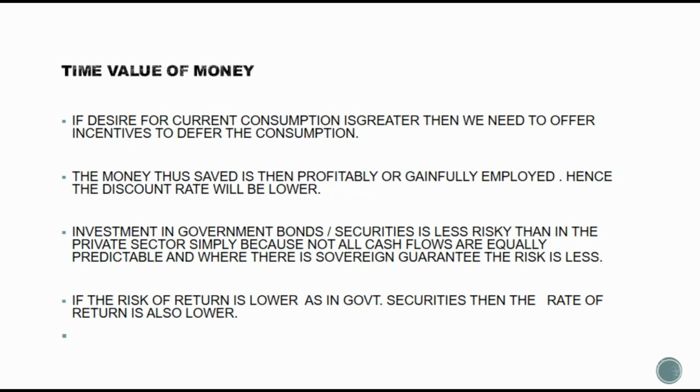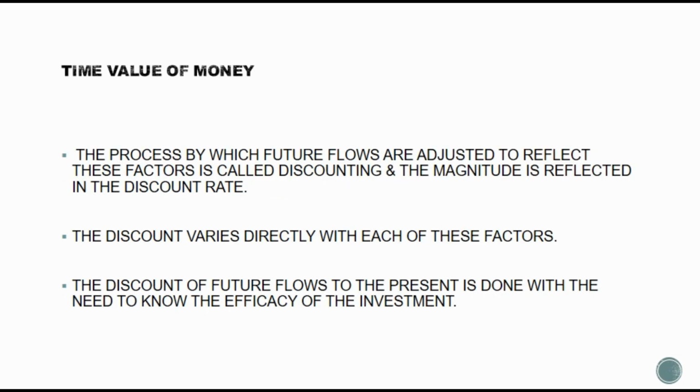So, if the desire for current consumption is greater, then we need to offer an incentive to defer the consumption. The money thus saved is then profitably or gainfully employed. Hence, the discount rate will be lower. Investment in government bonds or securities is less risky than in the private sector, simply because not all cash flows are equally predictable, and where there is sovereign guarantee, the risk is less. So, if the risk of return is lower as in government securities, then the rate of return is also lower.